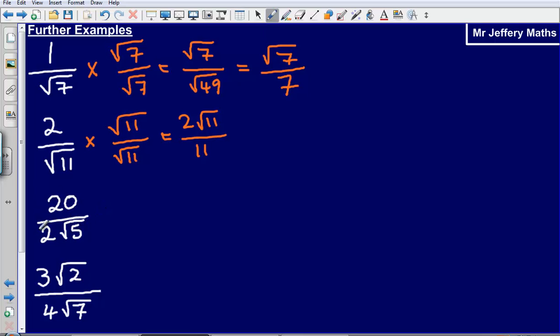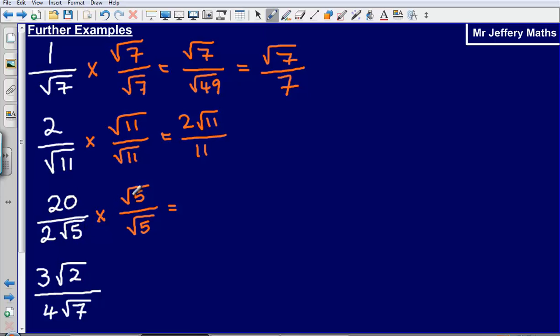Here I've got 20 over 2 root 5. In this example, I'm going to still just multiply by the surd that is on the bottom. That's what I'm trying to get rid of. That's what I'm going to multiply both the top of my fraction and the bottom of my fraction by. So I'm not going to multiply by 2 root 5. I'm only multiplying it by the surd on the bottom.